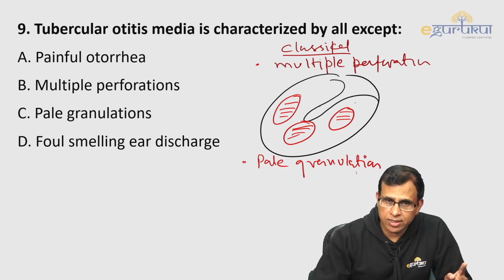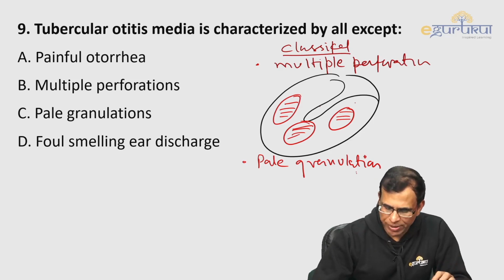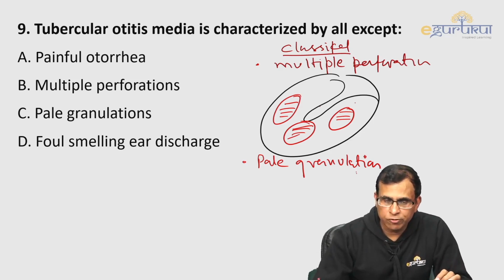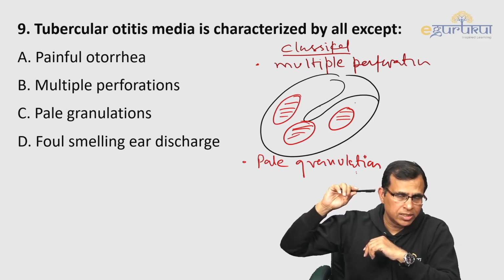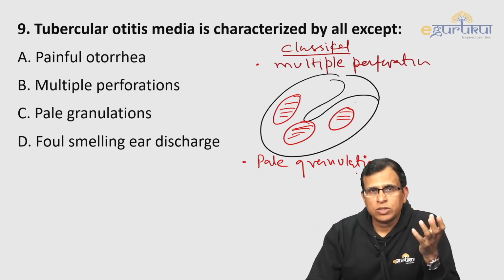If it is red in color, it is unsafe CSOM. Red granulations in unsafe CSOM, pale granulations is tuberculosis. And if you see granulation in the external ear, this is not middle ear, I told you. If you see the granulation in the external ear, then it is malignant otitis externa.